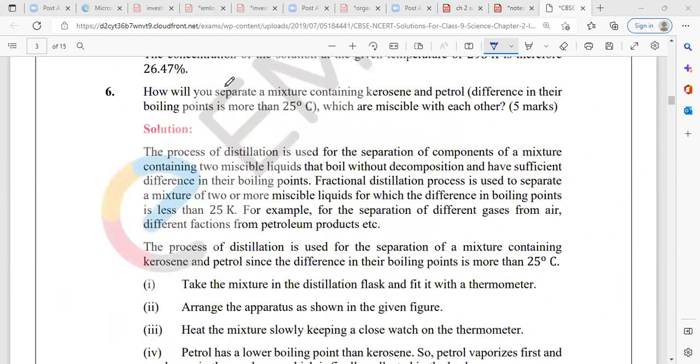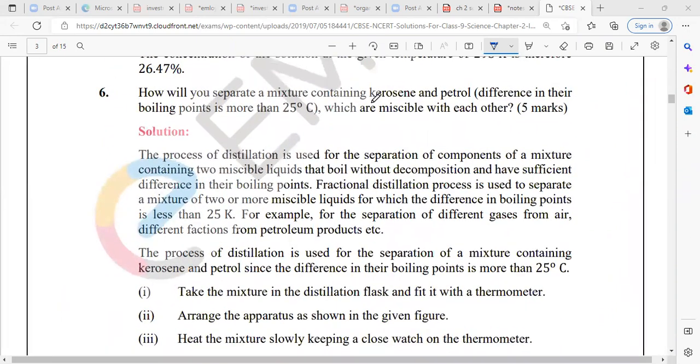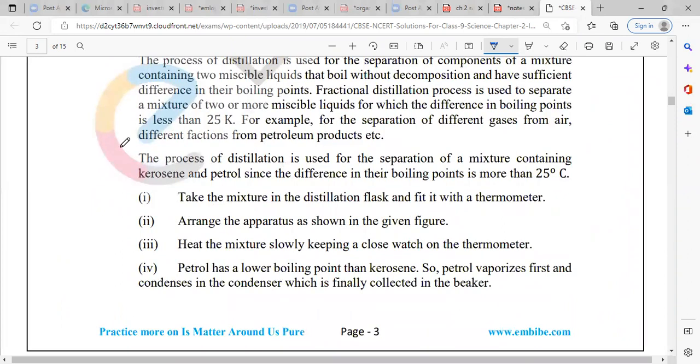Now the question is, how will you separate a mixture containing kerosene and petrol? The two are miscible with each other. So the process of distillation is used for the separation of a mixture containing kerosene and petrol, since the difference in their boiling points is more than 25 degrees Celsius. Okay, so how will you do it?